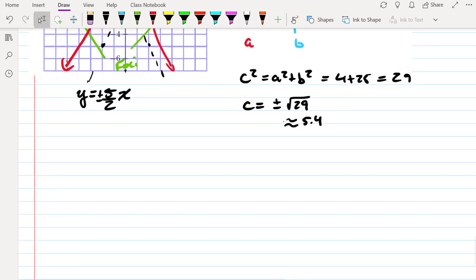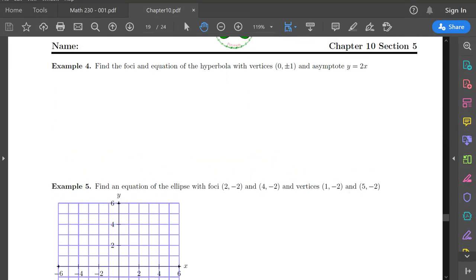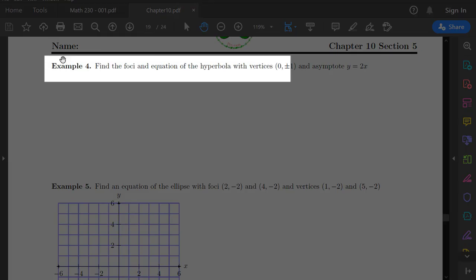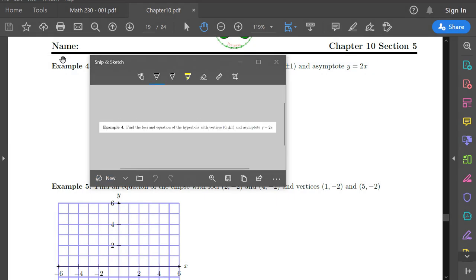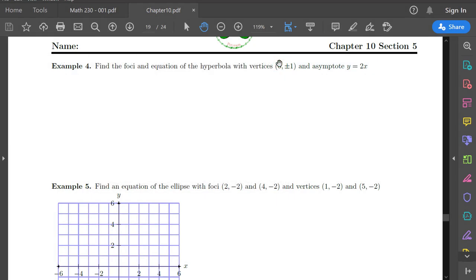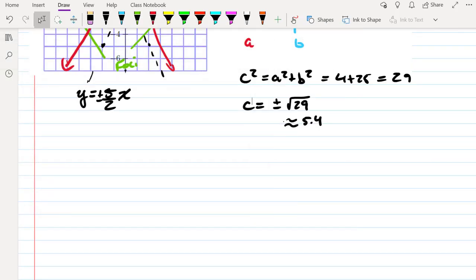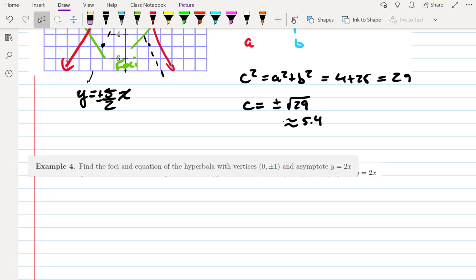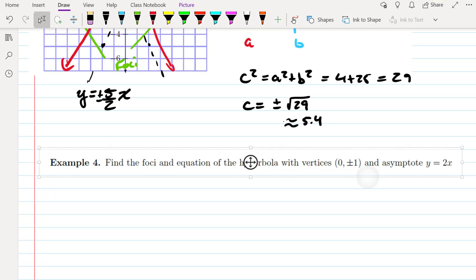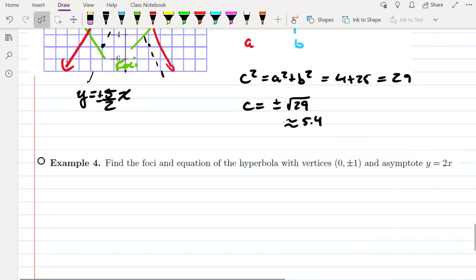All right, let's take a look at our next one. Find the foci in the equation of the hyperbola with vertices 0 plus or minus 1 and asymptotes y equals 2x. Alright, so let's draw a sketch and see what we can come up with.